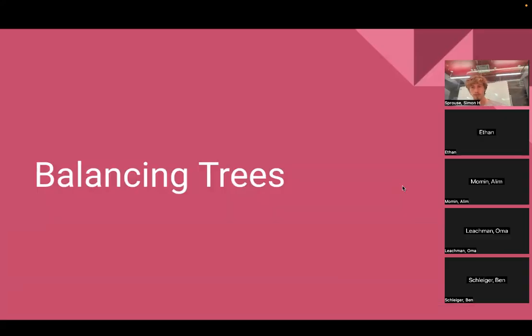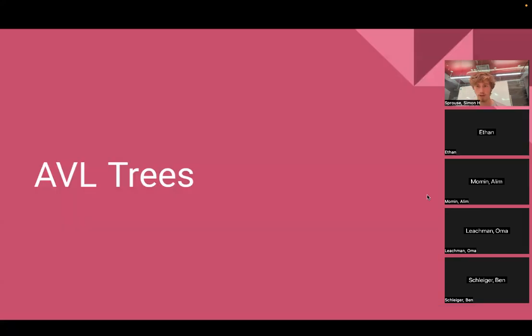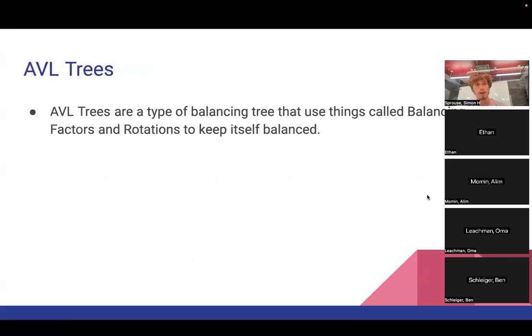Okay, so balancing trees. Essentially, I just gave y'all an overview. Balancing trees is preventing the linked list, right? Because if you just wanted to use a linked list, you'd be using a linked list. You're using a tree because you want to do better. So the different balancing techniques that we have are these three. Today we're going to be talking about AVL trees.